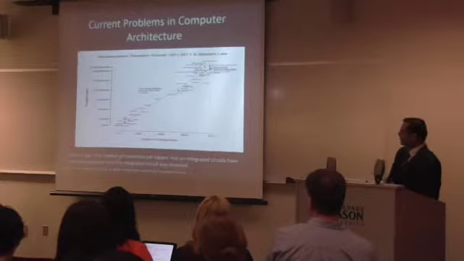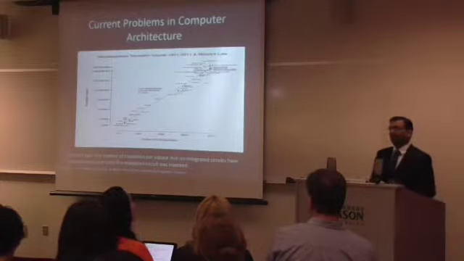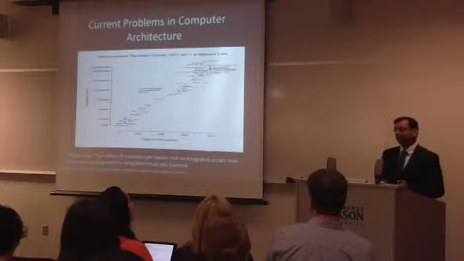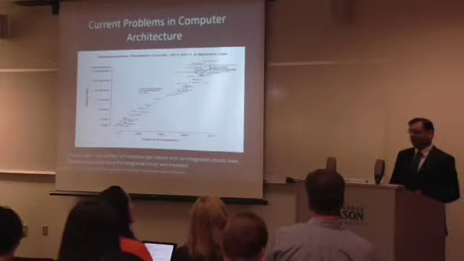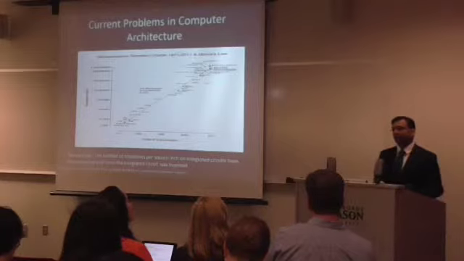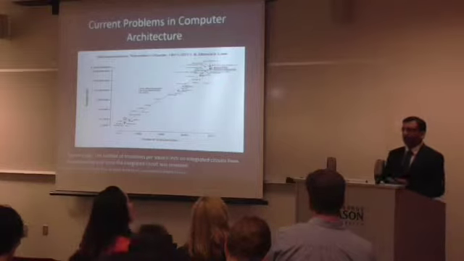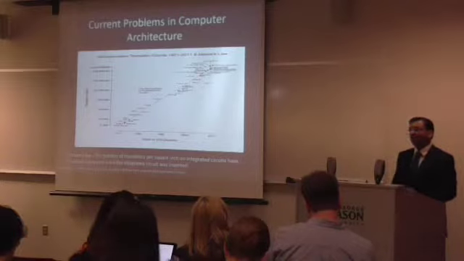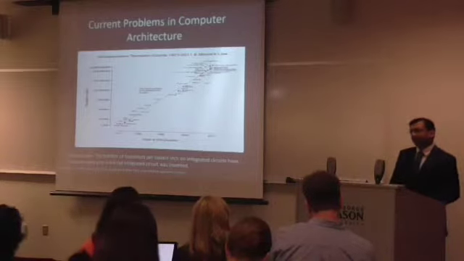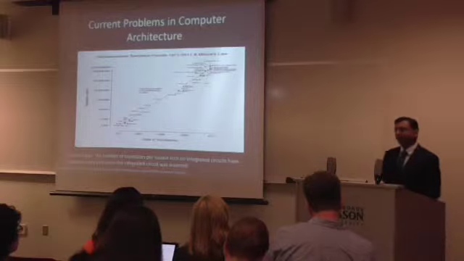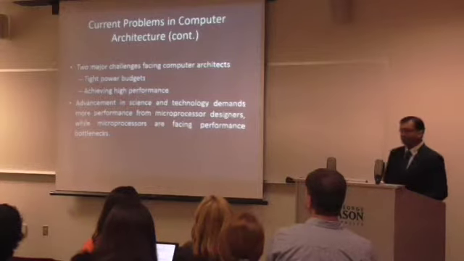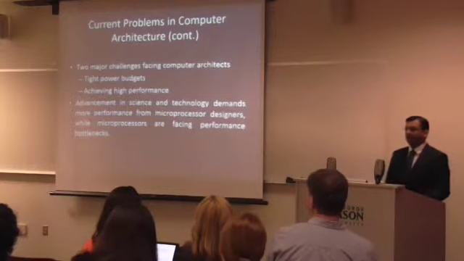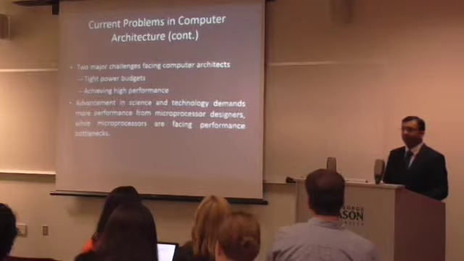So you can see that we are increasing the transistor density in our microprocessors, but we are not able to go beyond a certain clock rate. We can't go beyond 3 gigahertz of clock, because if you go beyond 3 gigahertz, the power dissipation is more. And because of power dissipation, we are facing heat problems. So there are two major challenges. One is tight power budgets and the other is achieving high performance. So, why do we need high performance?